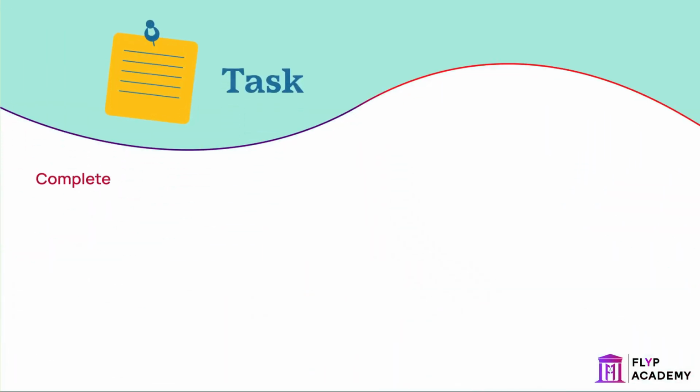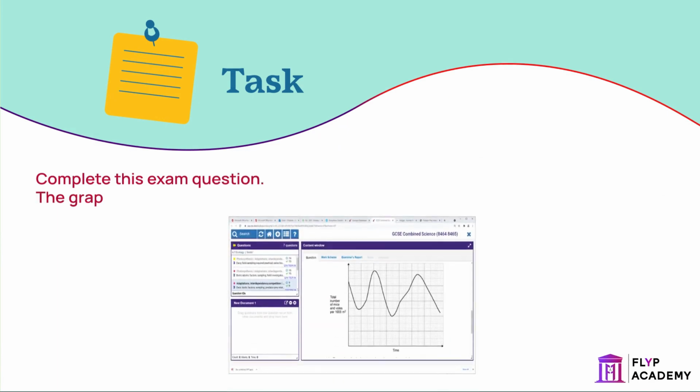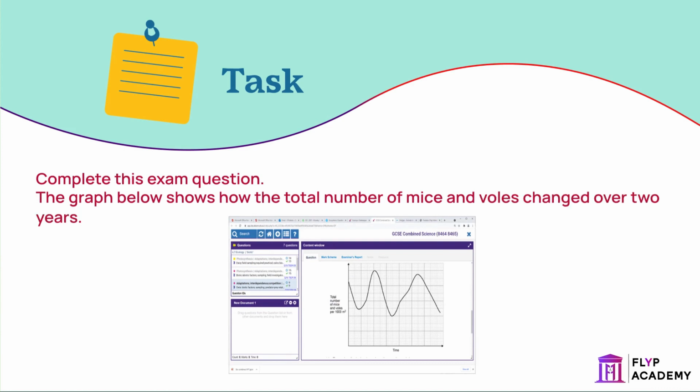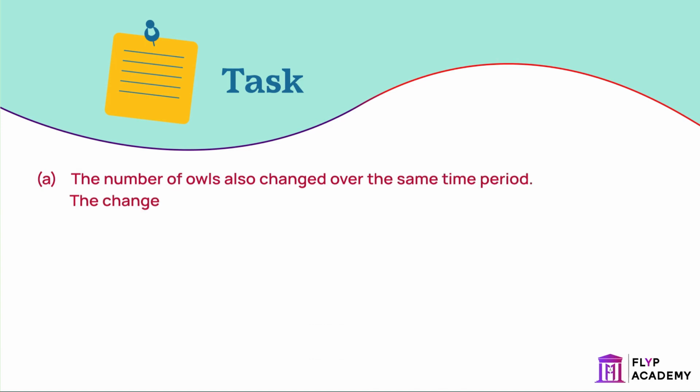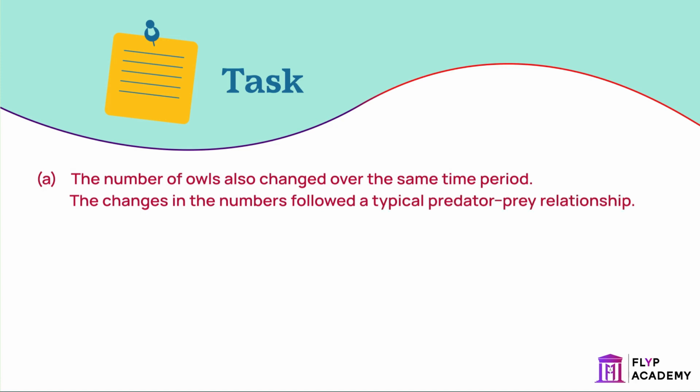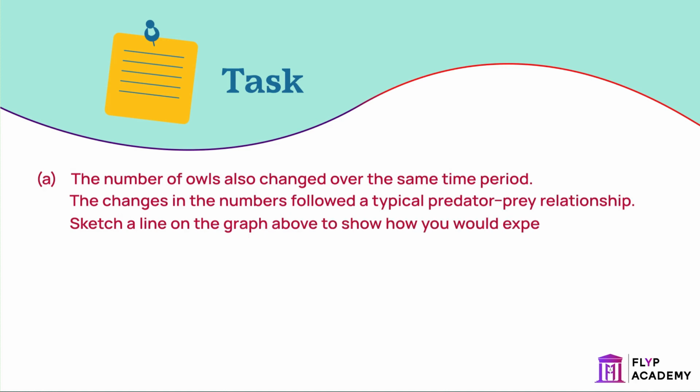Task: complete this exam question. The graph below shows how the total number of mice and voles changed over 2 years. A. The number of owls also changed over the same time period. The changes in the numbers followed a typical predator-prey relationship. Sketch a line on the graph above to show how you would expect the number of owls to change.